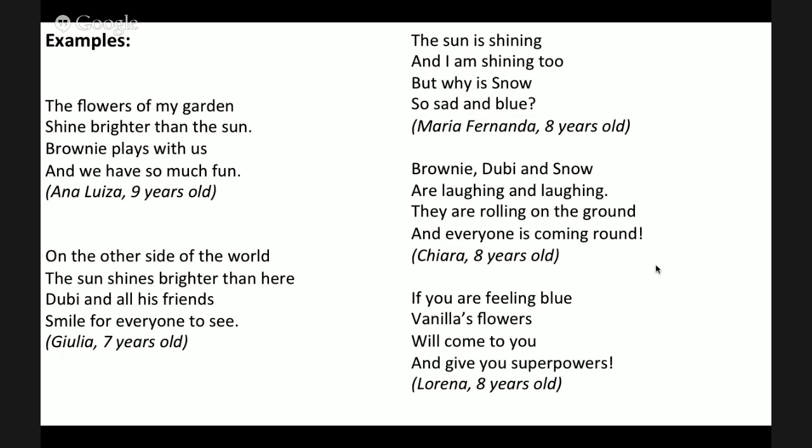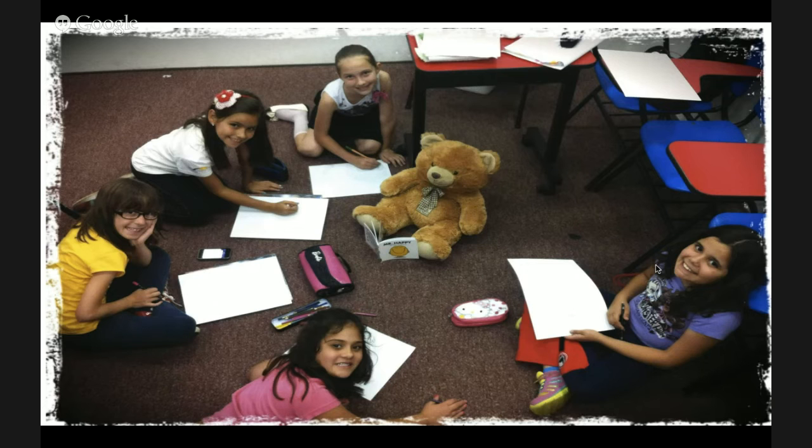And the last example is from Lorena. She's 8 years old too. She wrote about Vanilla. Vanilla is the only girl, the bear girl in the group, and Vanilla is from Brazil. "If you are feeling blue, Vanilla's flowers will come to you and give you superpowers." And this is the picture of my young poets. And here they are writing their poems in the class right after the project in the park.